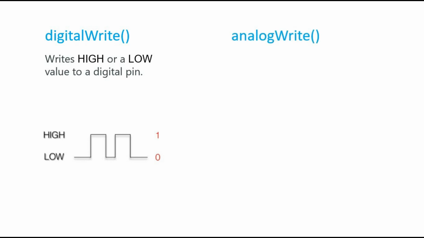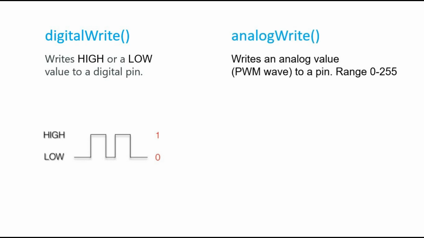In this project, we would be using analog output. With this method, we can write a range of values from 0 to 255 to Arduino pin. With 0 value, LED would be off. And with 255 would be fully on. With values in between, LED would be less bright.